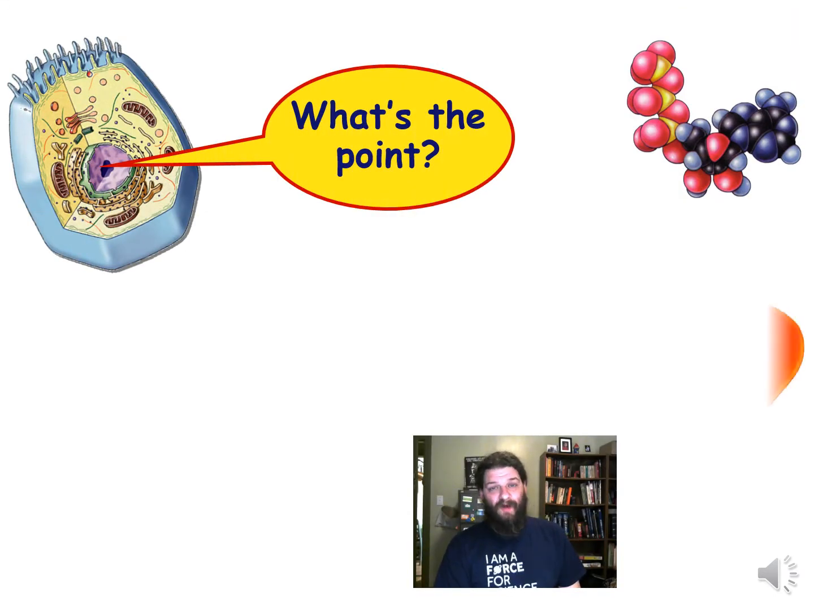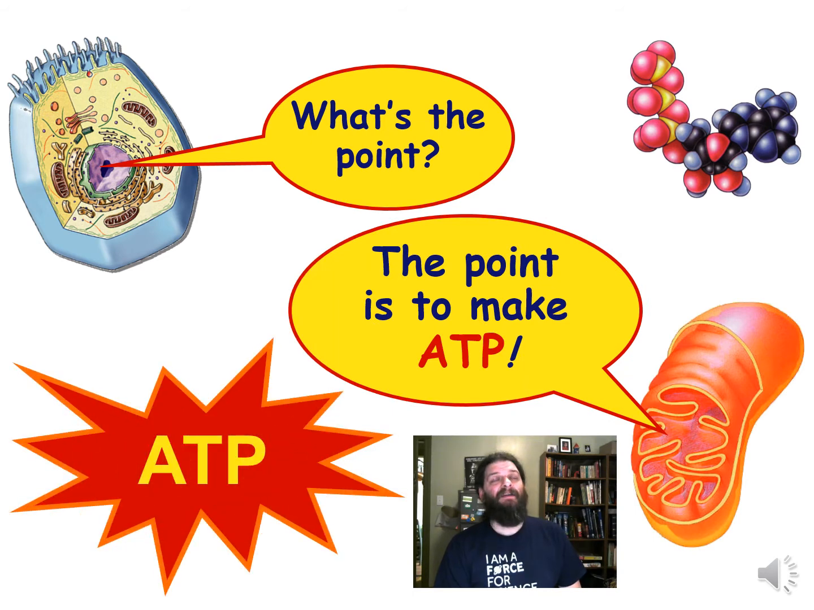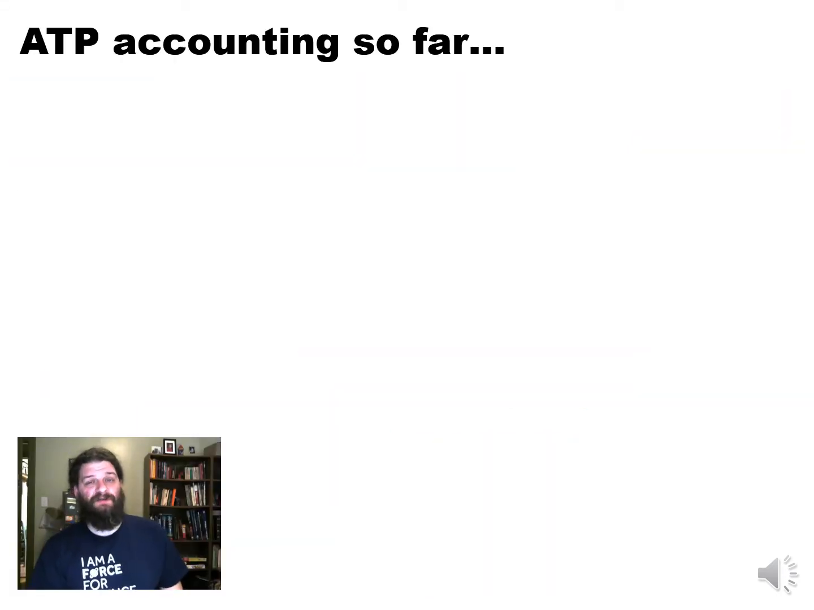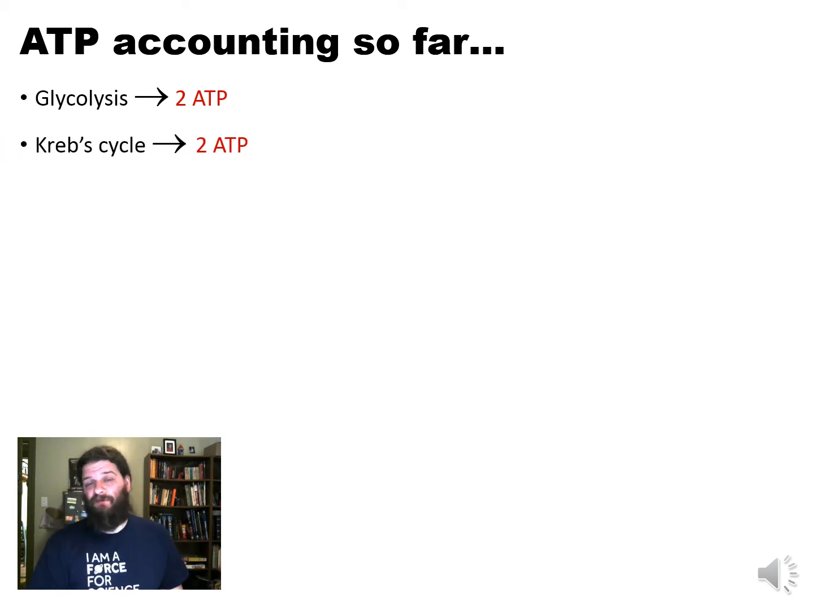Once again, what's the point of this whole process? The point is to make ATP. And now we're going to finally start making a whole lot of ATP. Let's look at how much energy we've made so far. Through glycolysis, we've netted 2 ATP molecules, and through the Krebs cycle, another 2 ATP molecules.